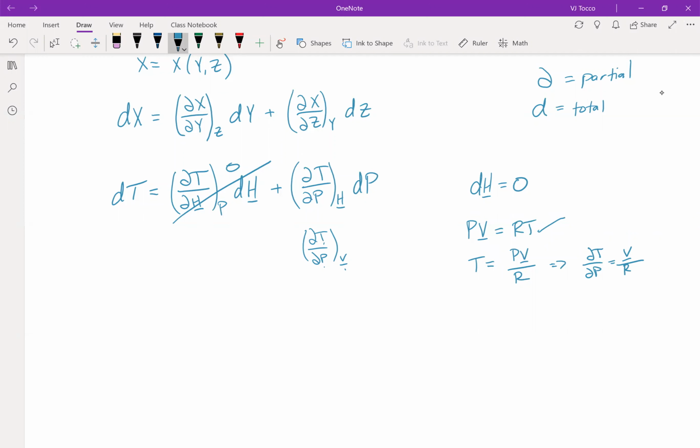However, partial T with respect to P at constant H tells you that V underbar can't be in this equation that we use, right? It has to be an H underbar instead, and we don't yet know what that is. So again, it appears like we are stuck.